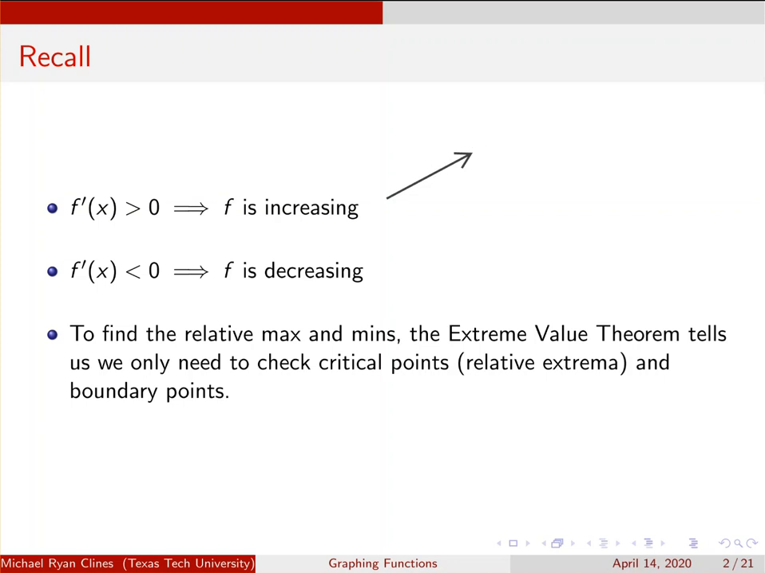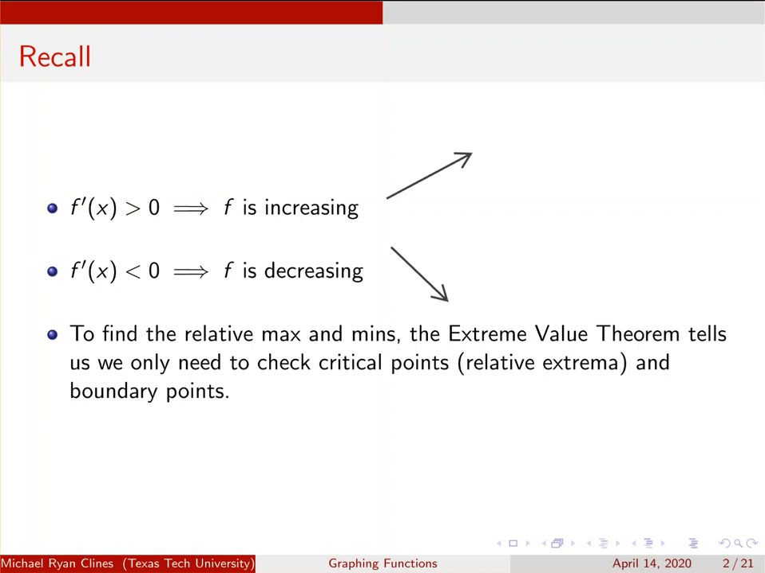Now, the exact same thing. If the derivative of a function at a point is negative, that means f is decreasing. So once again, think about the tangent line. If the derivative at a point is negative, that means the slope of that tangent line is negative, so it looks like this. And that tells us that this function is moving in the downward direction. So the function is decreasing.